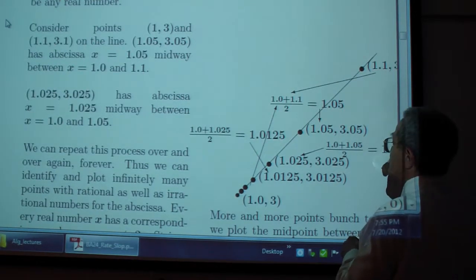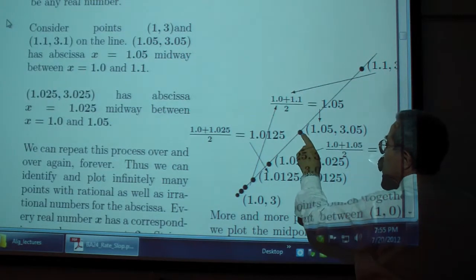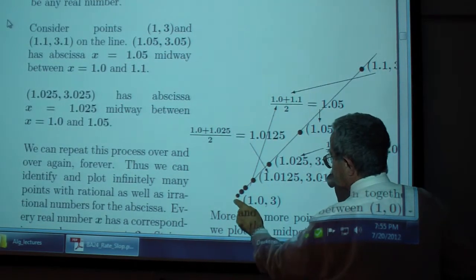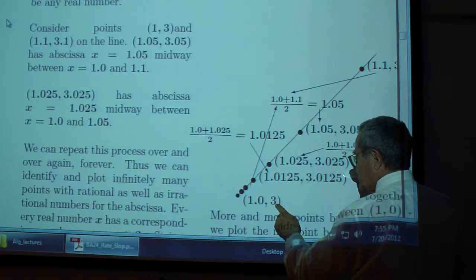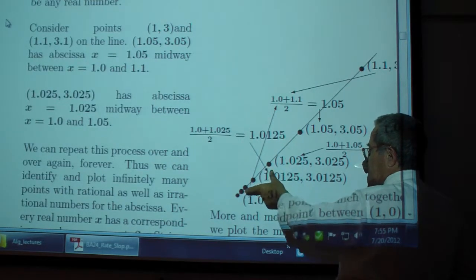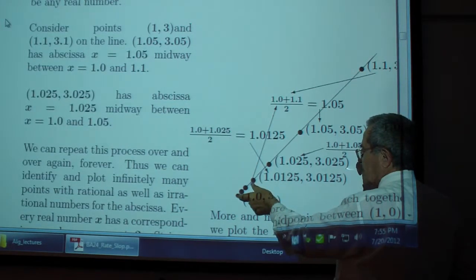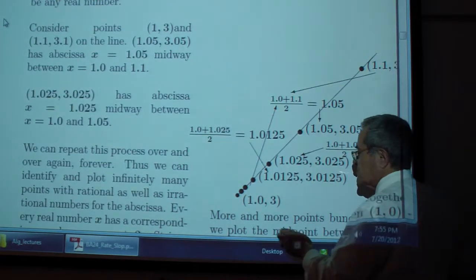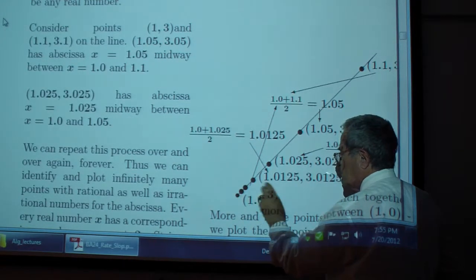What I'm trying to tell you is that you have a point here and a point here. You can find the midpoint. This point and that point, you can find the midpoint. So using (1, 3) as the base point, and the next point on the line, you have a difference between the two, and you can find the midpoint. The points get closer and closer together. This process will never terminate because there's always a distance between a point and the midpoint of two other points.